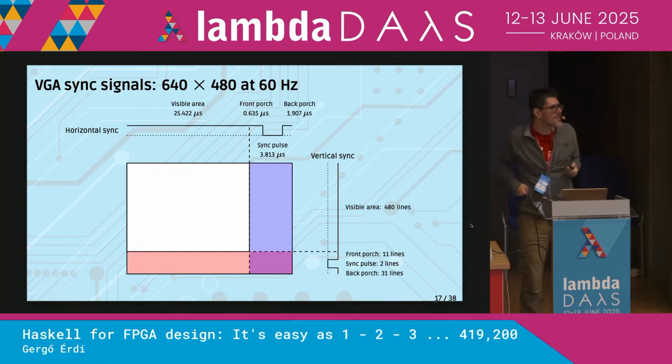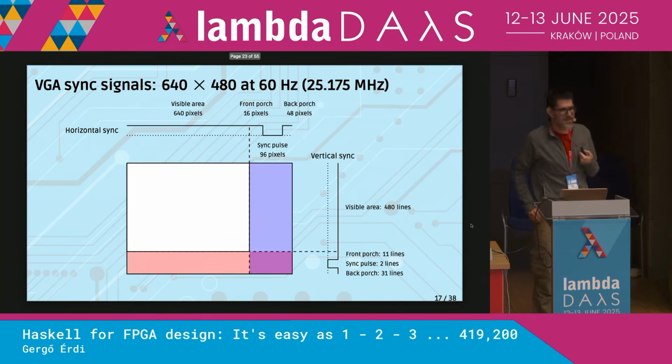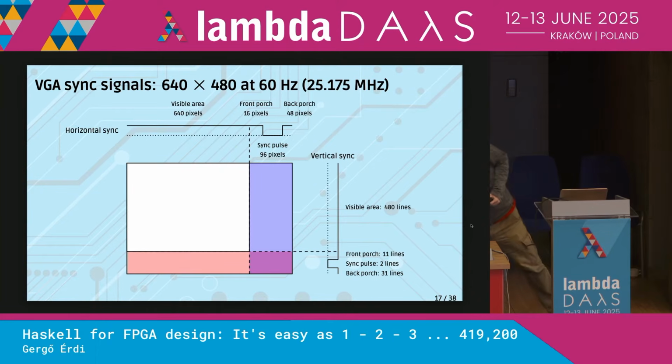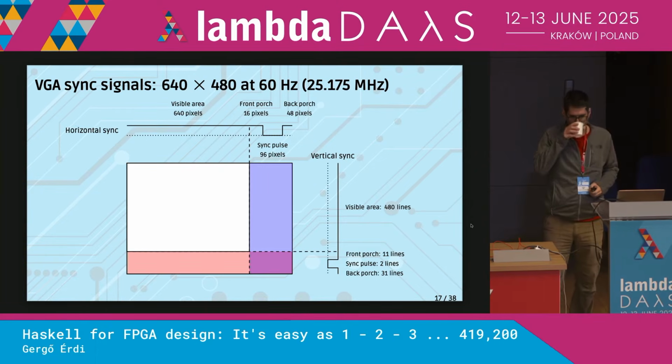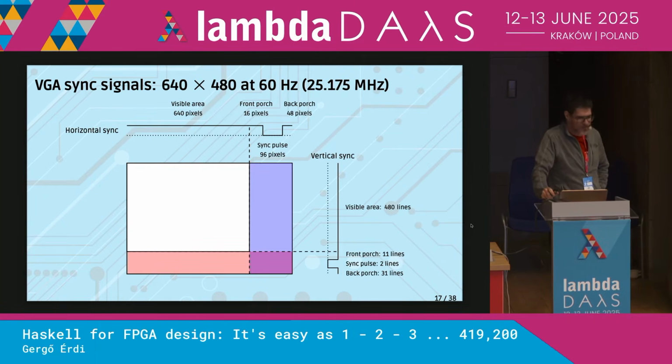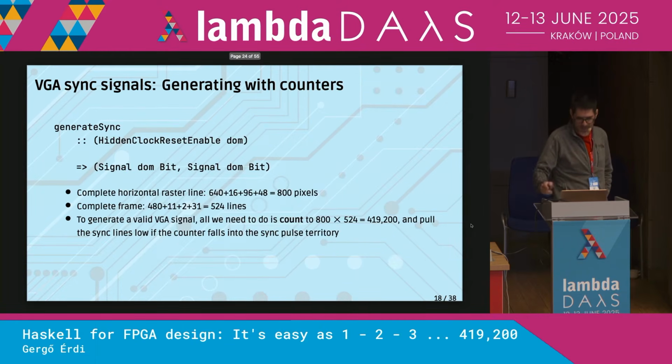Okay, so what about these weird microseconds? Well, it turns out it's all quantizable. It's quantized at 25.175 megahertz, which is again something you find in the description of the VGA format. So there's this concept called a pixel clock. If you run your pixel clock at 25.175 megahertz, then if you count to 640 plus 16 plus 96 plus 48, that's a whole line. You do that 480 plus 11 plus 2 plus 31 times, that's a full frame.